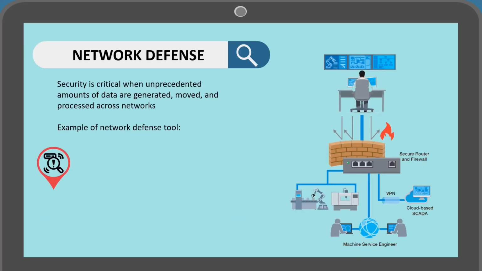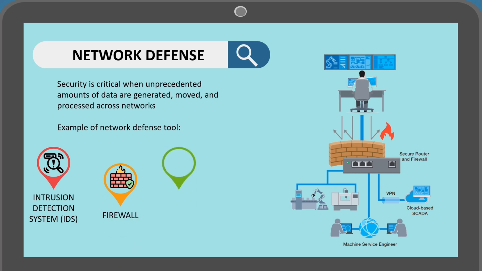Security is critical when unprecedented amounts of data are generated, moved, and processed across networks. Examples of network defense tools are intrusion detection system, firewall, anti-DDoS service, and proxy service.